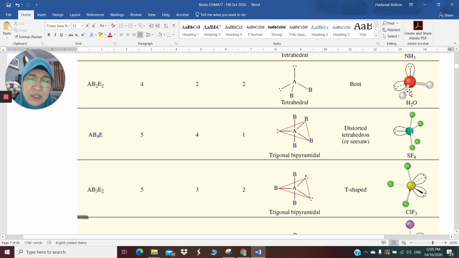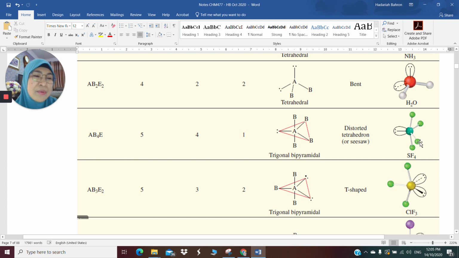Next is the case of AB4E, four bonding pairs, one lone pair. So four bonding pairs and one lone pair gives you a situation like this, where with the lone pair you have a trigonal bipyramidal, and remember this is an invisible lone pair. So what you have is like a distorted tetrahedron or a seesaw. If you twist this to the other side, you're going to have like a seesaw.